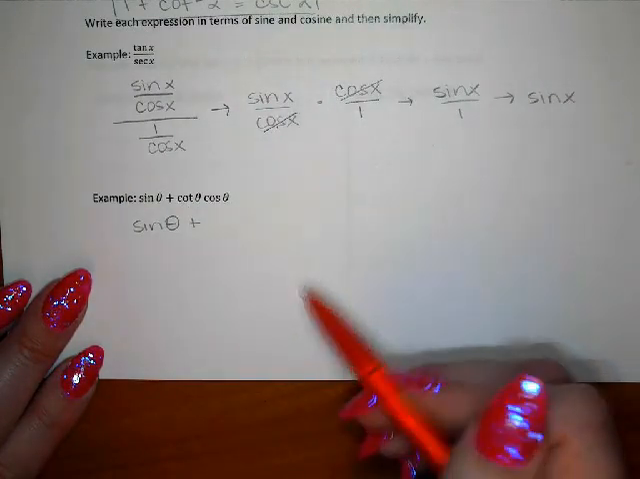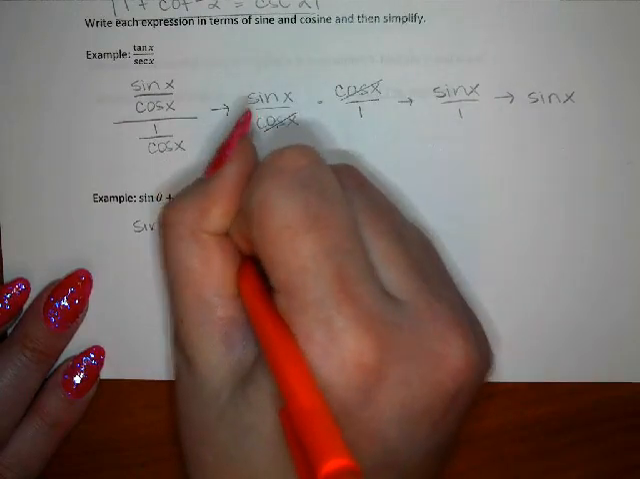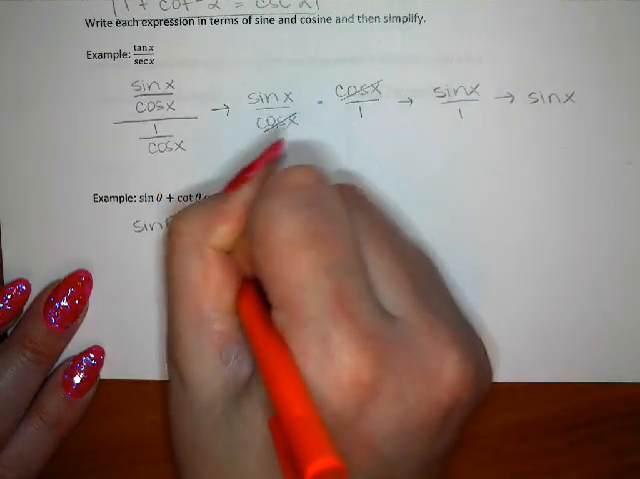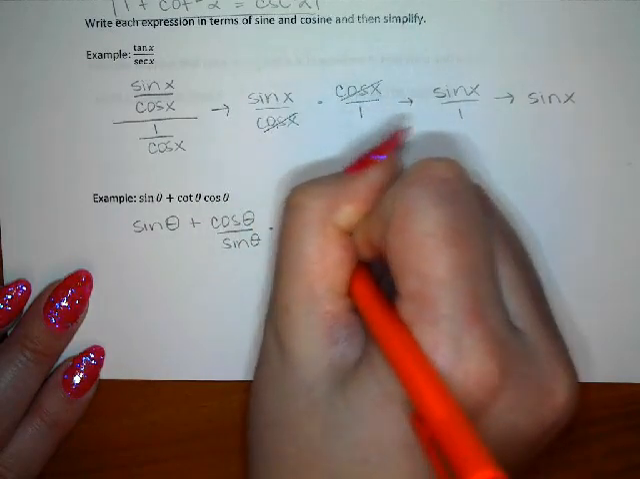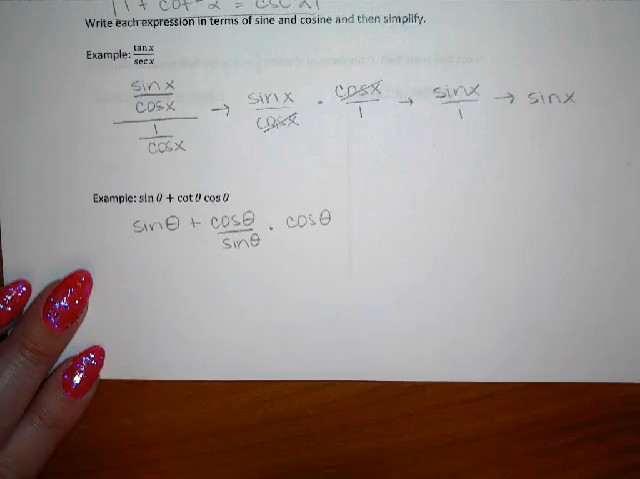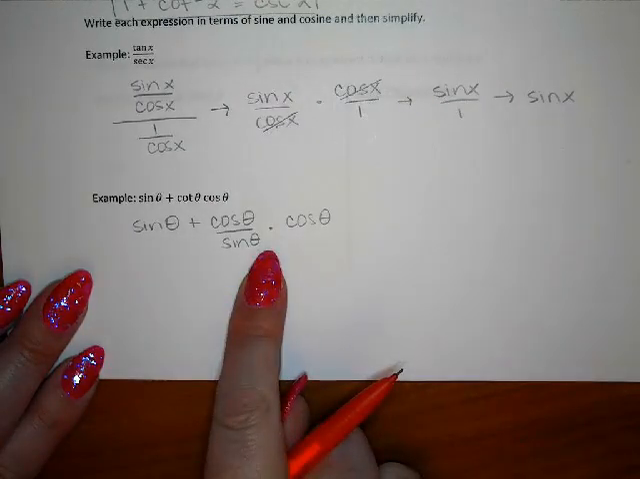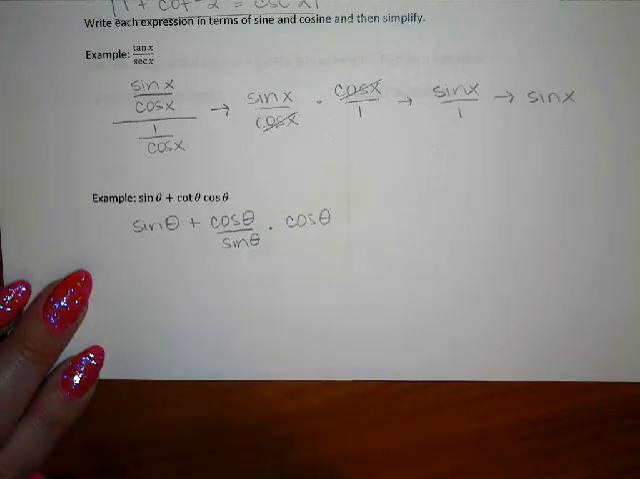So I'm going to have cos over sine multiplied by cos. At this point, I've made my substitutions. I've put these in terms of sine and cos, which is what they asked me to do. And now I'm going to go ahead and simplify by using things that I know how to do in math.